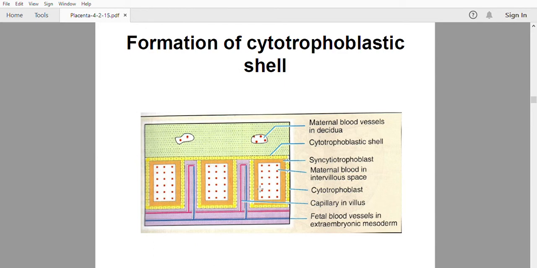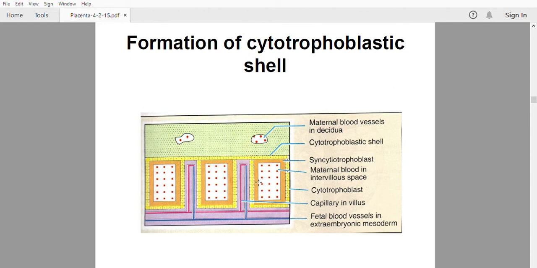Placental membrane and placental barrier, is it clear? Yes, ma'am. Okay. So all the interchanges between the maternal and fetal blood, like oxygen, nutrition, waste products, all the things, they take place through this membrane only.